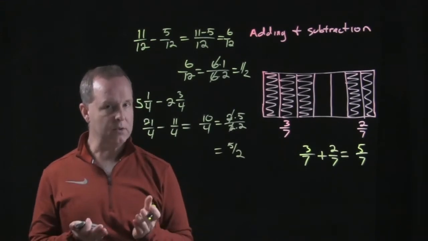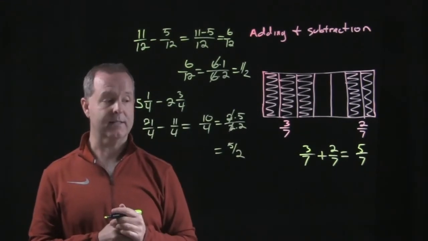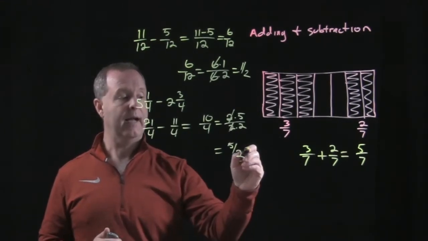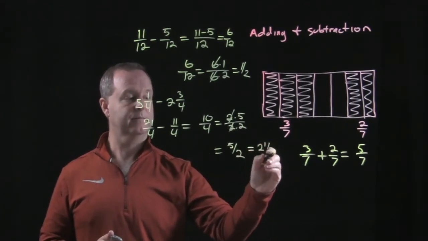5/2 is a great solution, but our problem started in mixed numbers, so let's convert that back over, and that converts to 2 and 1/2.